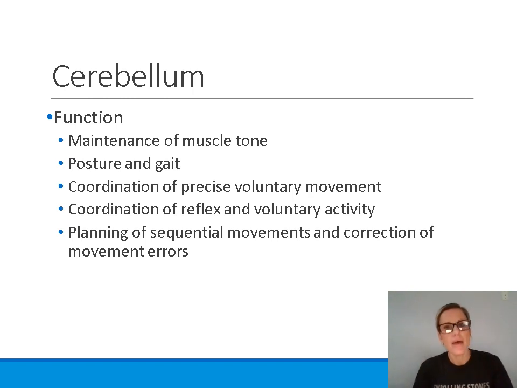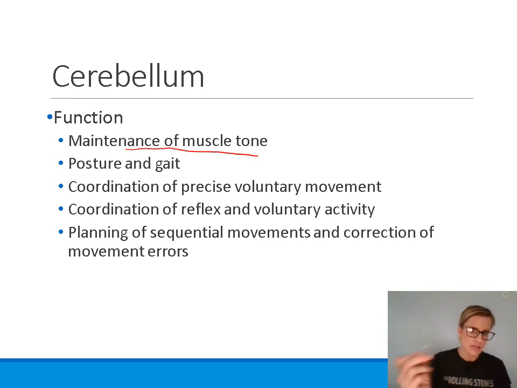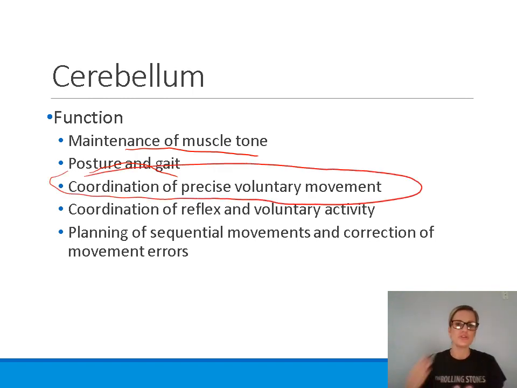The main function of the cerebellum has to do with skeletal muscles and movement. The cerebellum maintains muscle tone. It's involved in posture and gait. It's highly involved in the coordination of precise voluntary movements.